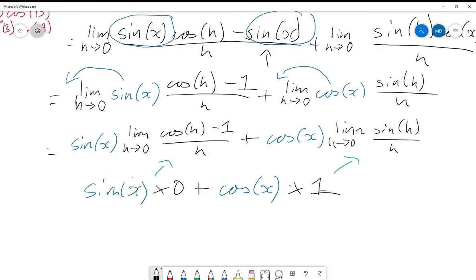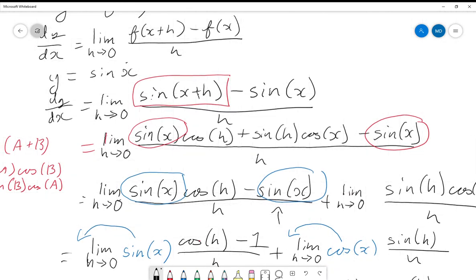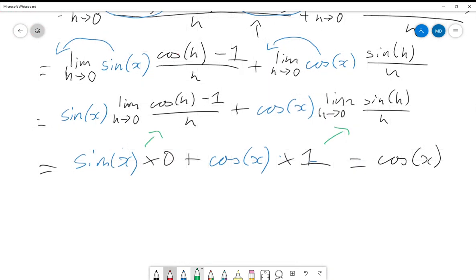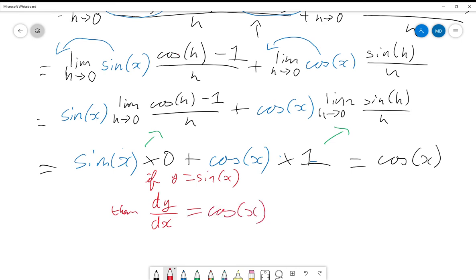And this is our proof, because the simplification of that is just sine of x times 0 is 0, plus cosine times 1 is cosine. That is just cosine of x. And that is our derivative, because remember where we started was dy by dx is equal to this, and then we just rearranged that until we got to cosine of x. We didn't do anything to both sides of the equation at all, we just manipulated the algebra until we got cosine of x, and therefore dy by dx. So if y equals sine of x, then dy by dx equals cosine of x. And that there is our proof.